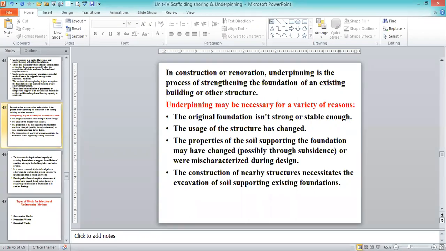The construction of nearby structures necessitates the excavation of the soil supporting the existing foundation. When nearby structures go for excavation, automatically the bearing capacity of the soil for the existing foundation is going to decrease. Then we have to support that, and we go for the underpinning operation.